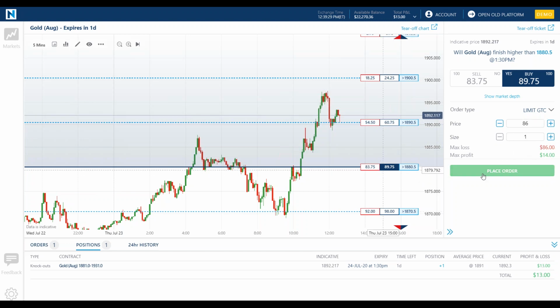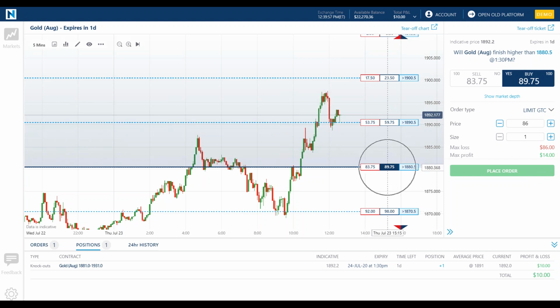Because I'm buying it down here, I'm risking $86 because it could go to zero. If it actually sold off and settled below 1880.50, it would go to zero. I would lose my $86, but I could potentially make $14 if it stays up here. A high probability trade, but a lower potential profit. So I'm risking more, potentially making less, but it's a higher probability of me being successful.